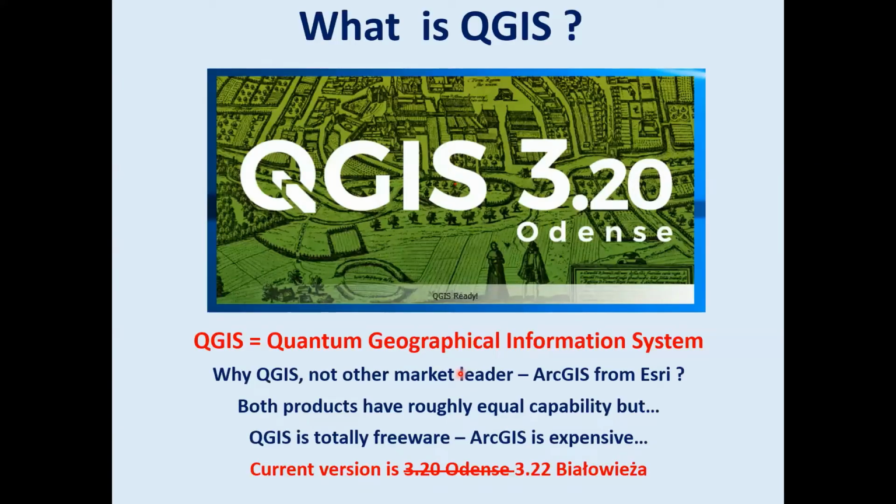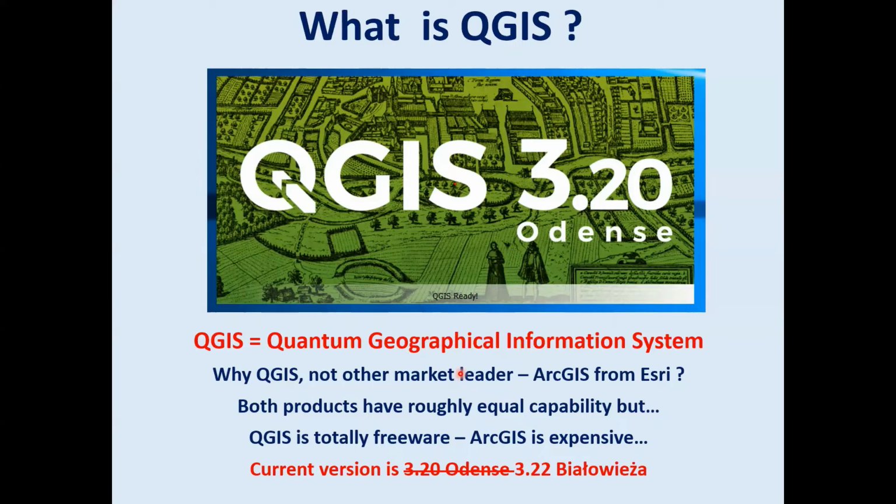So what is QGIS? QGIS stands for the Quantum Geographical Information System. And why am I suggesting we use QGIS, not the other market leader, which is ArcGIS from Esri, which is something that we use at work quite a lot? Because ArcGIS is incredibly expensive, thousands of pounds a copy. But QGIS is free and it has roughly an equal capability.